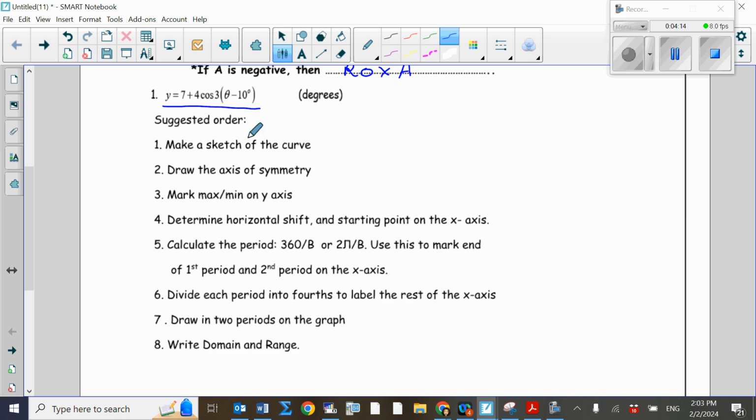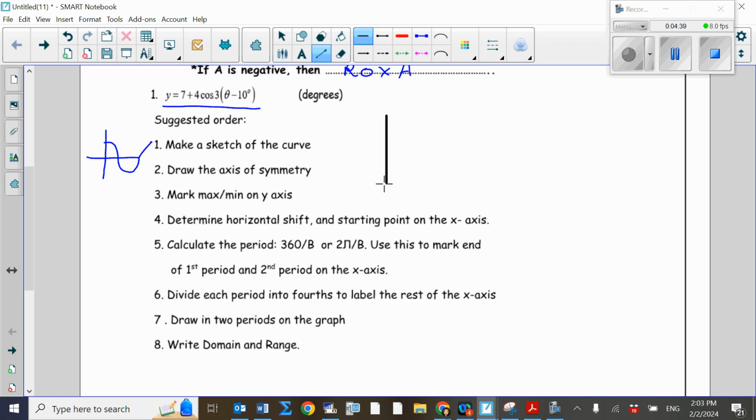So the suggested order is to make a sketch of the curve. First of all, if I have a cosine, how would the cosine function look? I'm going to draw a small sketch of that. I know that the parent cosine looks like this. It starts with a high point. Now we're going to draw the axis of symmetry.